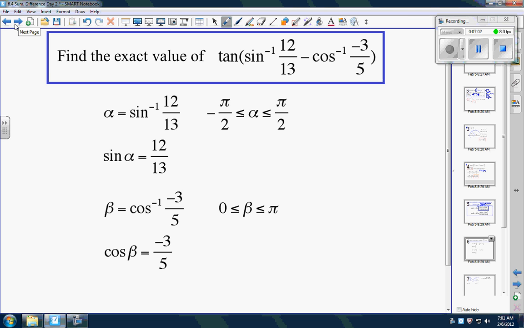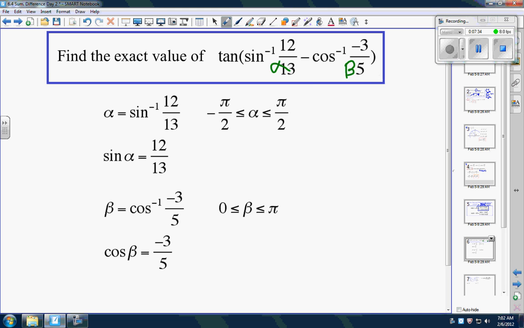Now, they're going to tell you this. Tangent of inverse sine of 12 out of 13 minus inverse cosine of negative 3/5. Okay? So clearly we can see it's a tangent subtraction formula here. Okay? Now, what they're going to do is say, call this guy A, or alpha, call this guy B, or the beta. Now we got to use what we know about inverses before we can even do this.